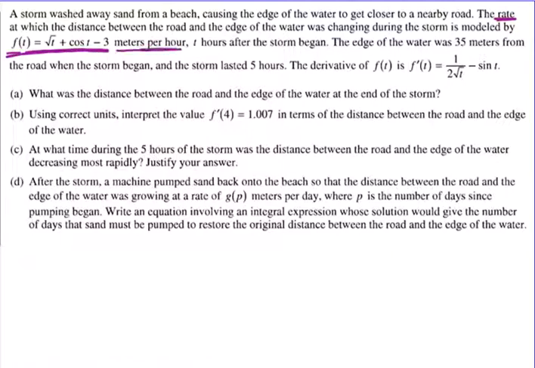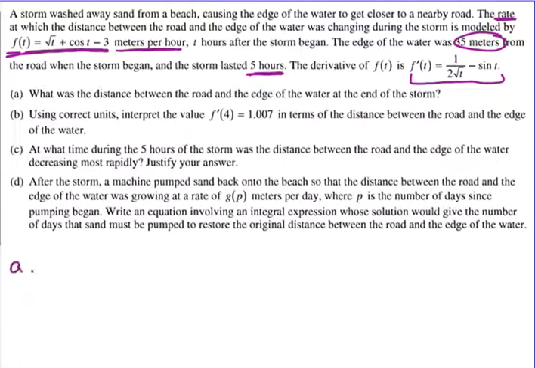I'm going to underline my units as well, just so that I keep those in the back of my mind. The edge of the water was 35 meters from the road when the storm began, so that's an initial condition. I'm going to circle that so I know it's probably going to come into play sometime. The storm lasted 5 hours. That's probably important information as well. And then this time they give us the derivative of the function, so probably going to use that at some point in time. Let's look at the questions and see when we're actually going to use that.